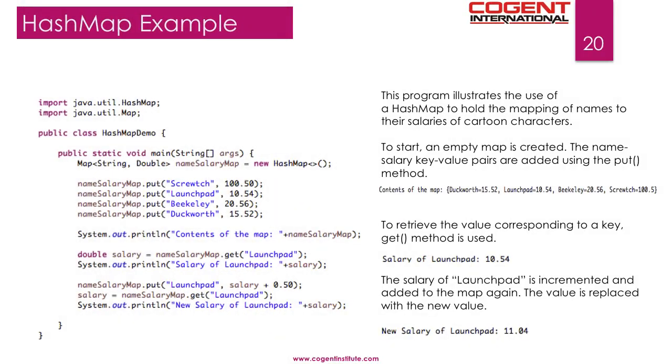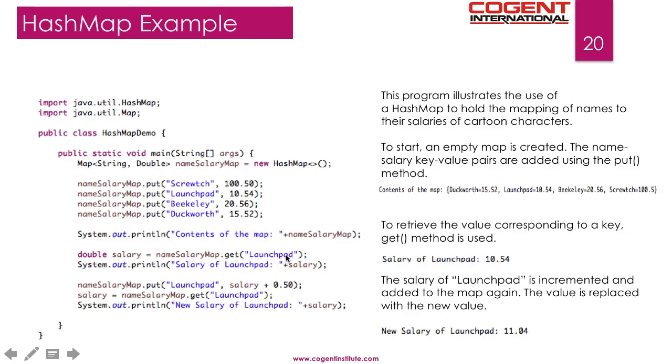Let's look at a HashMap example. This program illustrates the use of HashMap to hold the mapping of names to their salaries of cartoon characters. To start, an empty map is created. The name and salary key-value pairs are added using the put method. Contents of the map are as shown here. To retrieve the value corresponding to the key, the get method is used. Salary of Launchpad in this case is printed here.